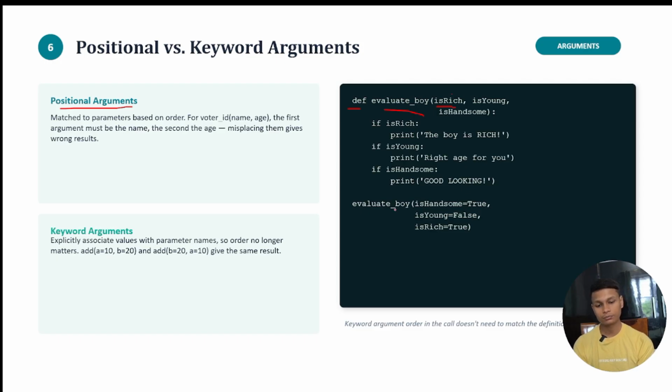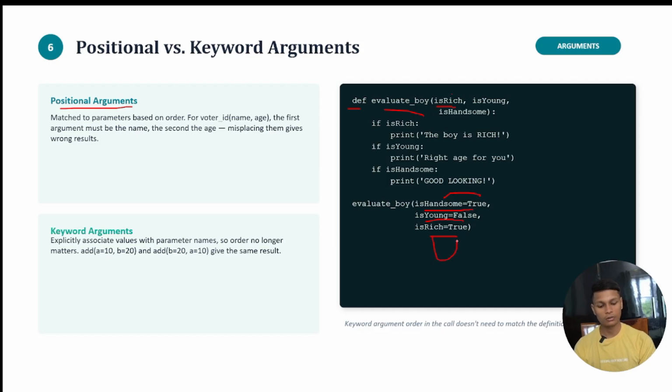Then we are going to call our function evaluate. You can see that for is_handsome we pass the value is_handsome equal to True, and is_young equal to False. It was the keyword argument. We are going to pass the value inside the key, so it is a keyword argument.